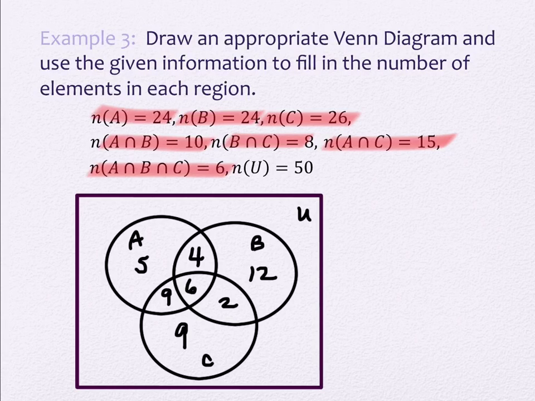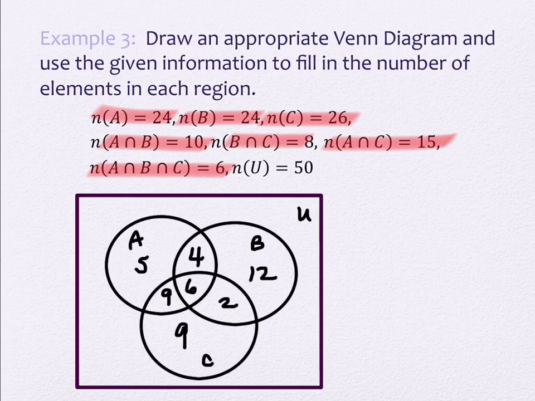Couldn't you just add A, B, and C? No, because what happens if you add 24, 24, and 26 together? It's already more than 50, right? Yeah, because you'd be adding some of these overlapping places twice. That's why. Okay, what happens if you do add all these together, all the numbers that are present on your diagram?